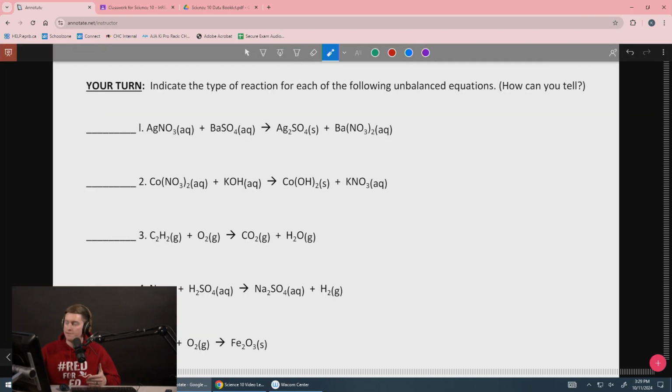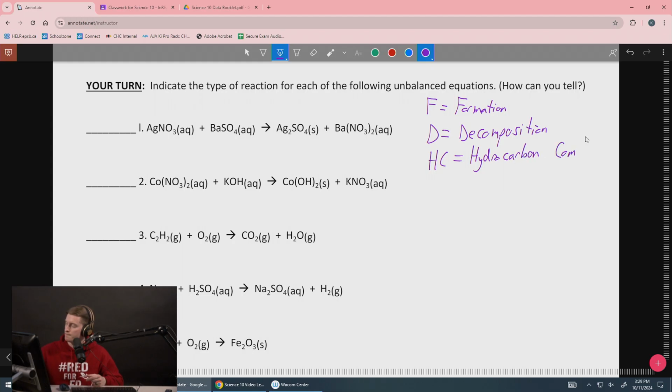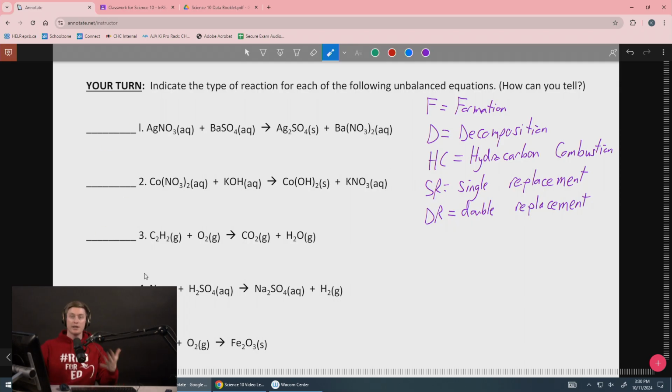Take a look at these reactions. Try and figure out what each one is and how you can tell. I'm going to just write a little key. You can check your answers against mine afterwards. But I'm going to say that F is for formation. I'm going to say D is for decomposition. HC is for hydrocarbon combustion. SR is single replacement. And DR is double replacement. Those are the letters that I'm going to put in the blanks. Pause the video and try these questions out on your own, and then you can compare your answers against mine.